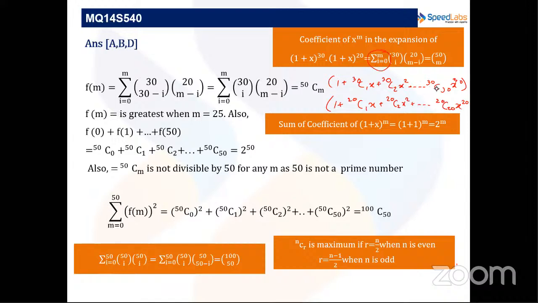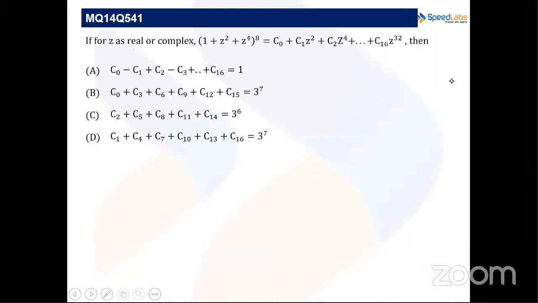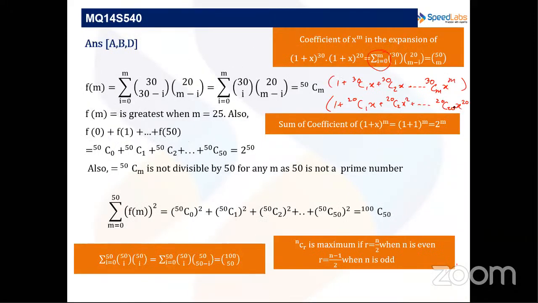Suppose in the middle we have 30cm x to the power m here, and 20cm x to the power m here. If you multiply 1 with this, you get the coefficient of x to the power m, that will be 30c0 times 20cm. When we take 1 here, we take 20c(m minus 1) here, so that will also give you x to the power m. Similarly, 30c2 and here you will get 20c(m minus 2), with x to the power m minus 2, so again you will get x to the power m.